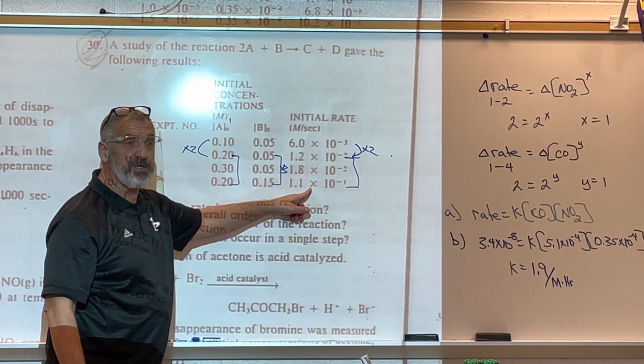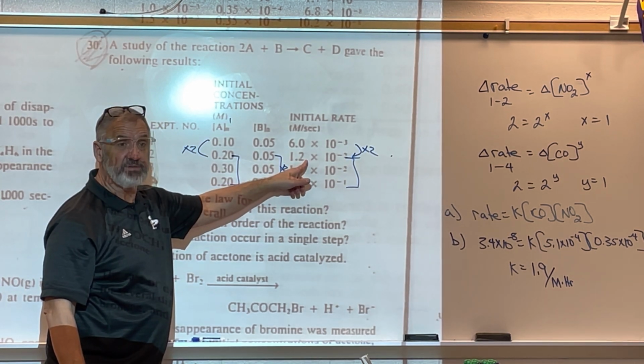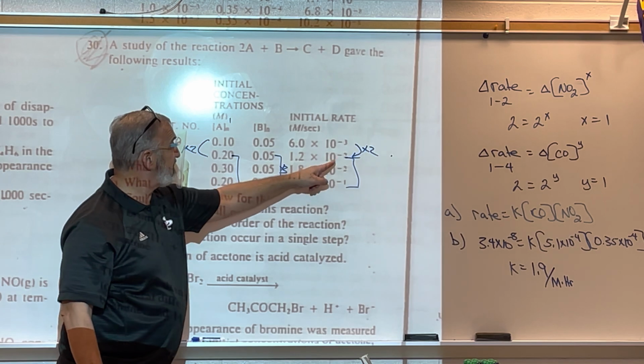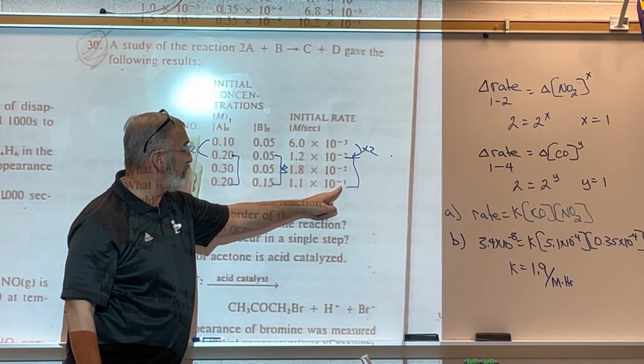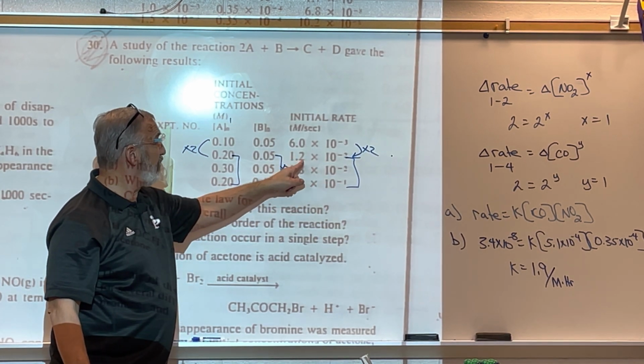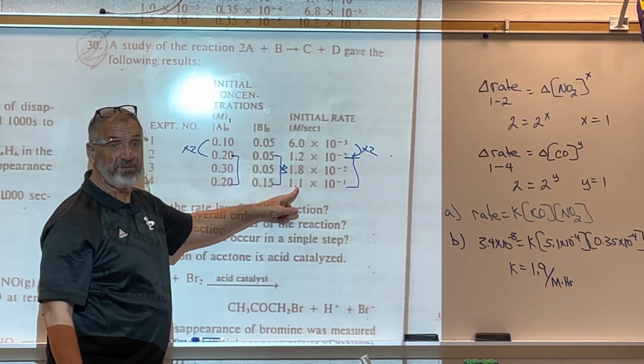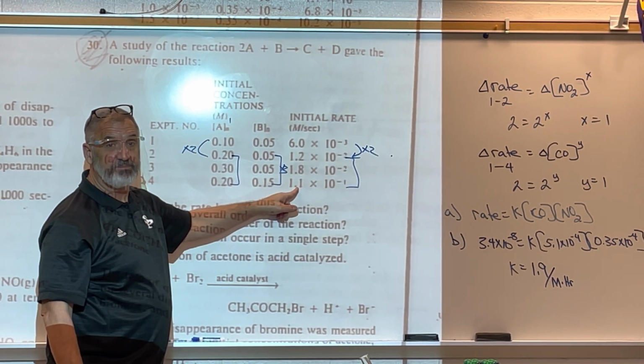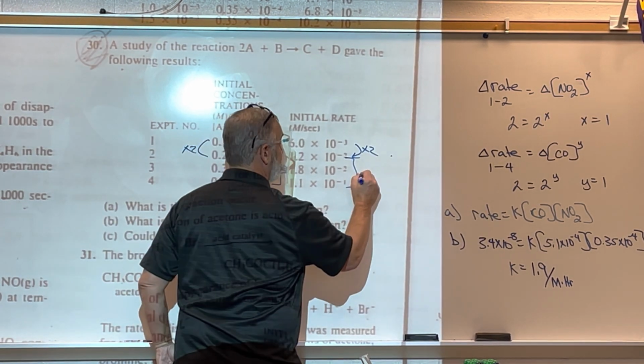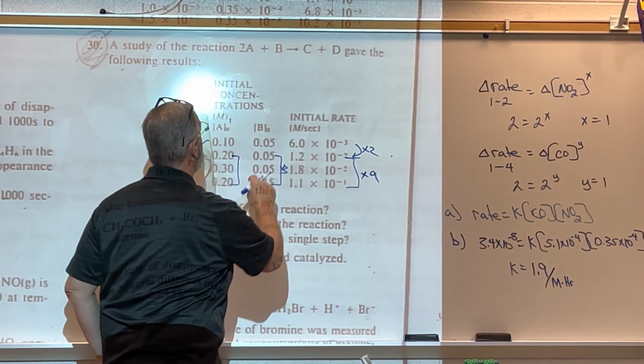That may not be intuitively obvious, so always divide the big one by the small one. Notice it's 10 to the minus 2, 10 to the minus 1. This is 1.2 going into 11. But it's going to be times 9. So what does that make the exponent on B?